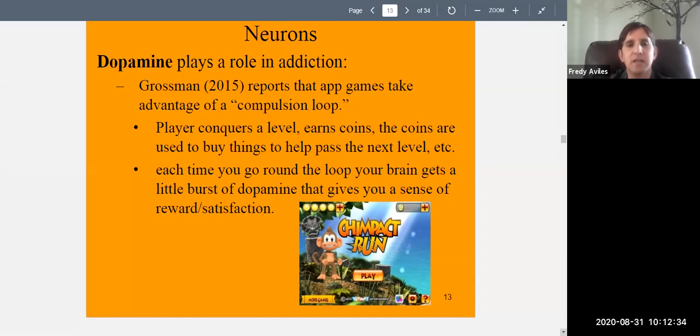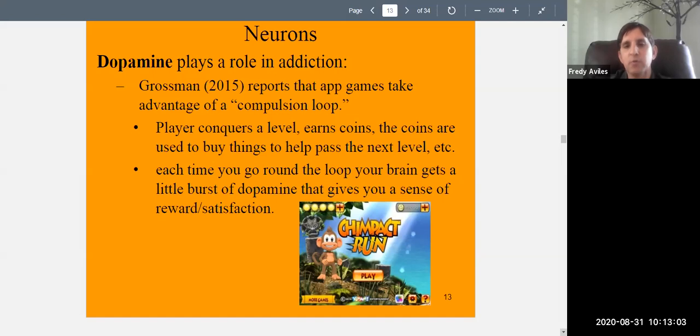And the way it works is this: you play the game and you conquer a certain level. You feel good because you passed that level. And then you also get rewarded with coins. These fake virtual coins or little dollars or something like that, usually coins. And then you feel good. You earn some coins. You can use those coins to buy things to help you pass the next level. Maybe you buy more armor or better weapons or whatever it is.